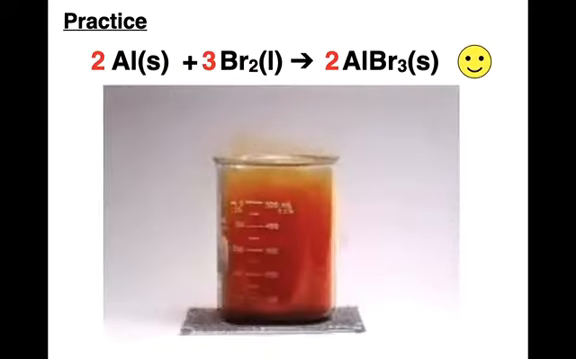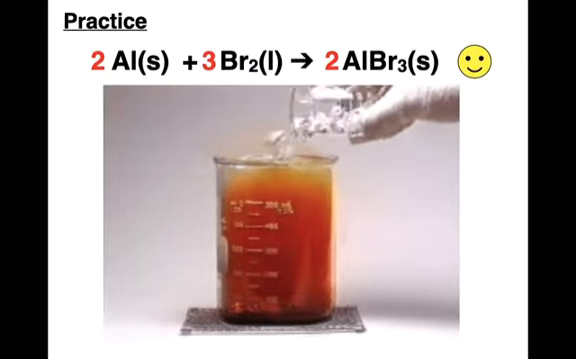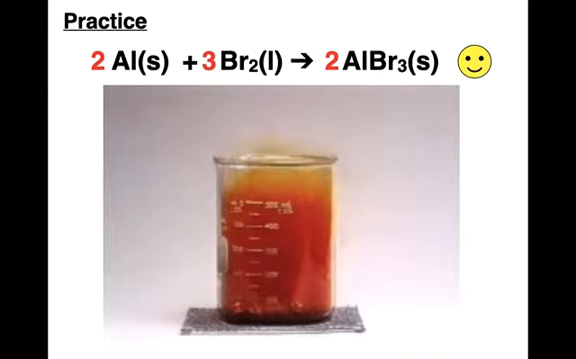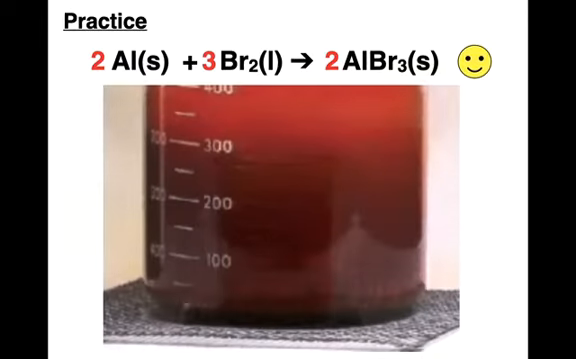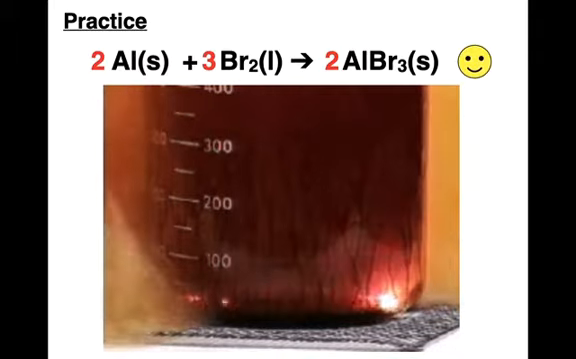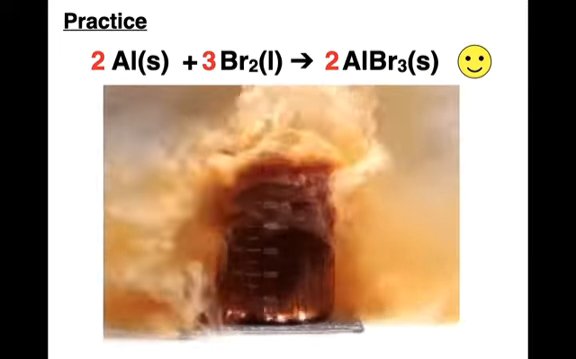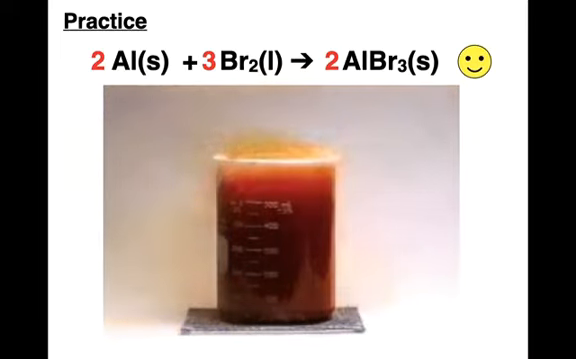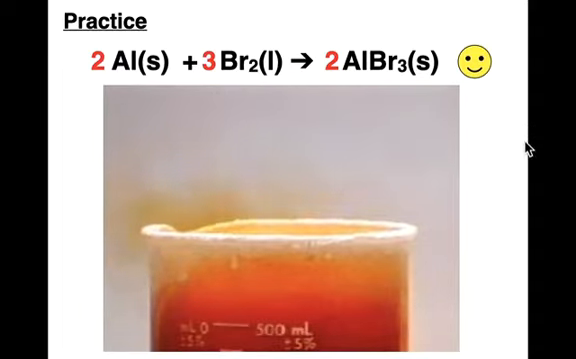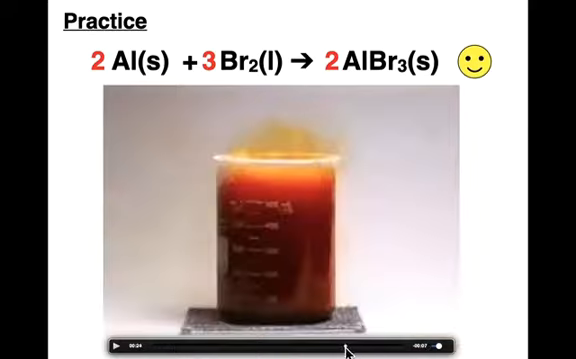When pieces of aluminum foil are placed in a beaker containing bromine, a violent reaction occurs. The elements react to produce aluminum bromide, which consists of 2 aluminum atoms for every 6 bromine atoms. It is visible as a white powder deposited on the beaker. Okay, let me point something out here.